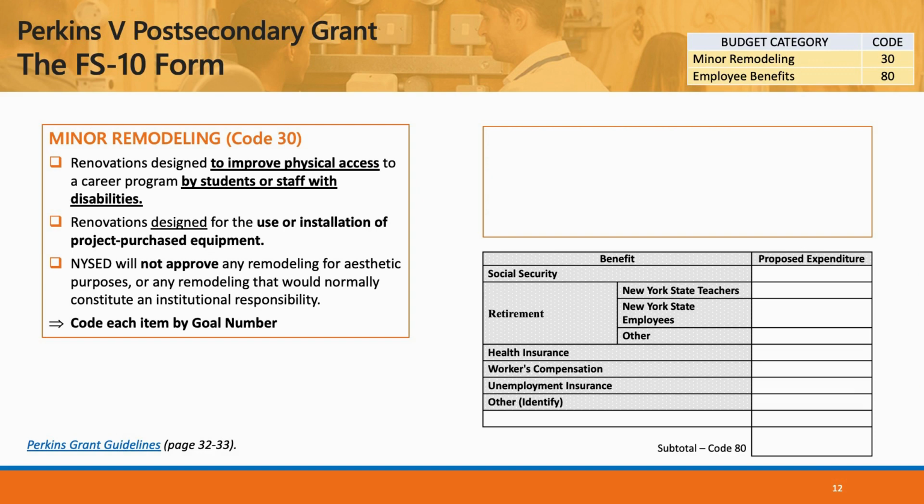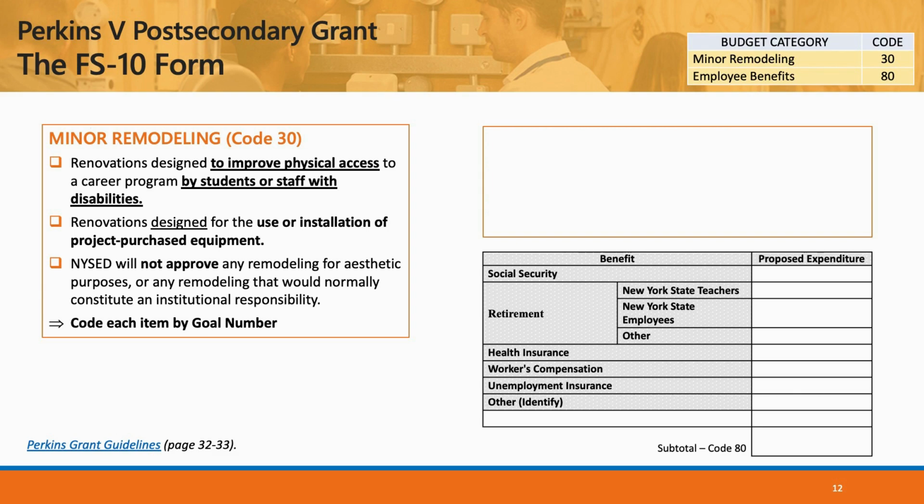On the left-hand side of this slide is Minor Remodeling, Code 30, which is the next tab in the FS-10 form. Minor renovations are allowed when they are designed to improve physical access to a career program by students or staff with disabilities, or they are designed for the use or installation of project-purchased equipment. Keep in mind that the New York State Education Department cannot approve any remodeling for aesthetic purposes or any remodeling that would normally constitute an institutional responsibility. Be sure to code each item by goal number, as with previous expenses within budget categories.